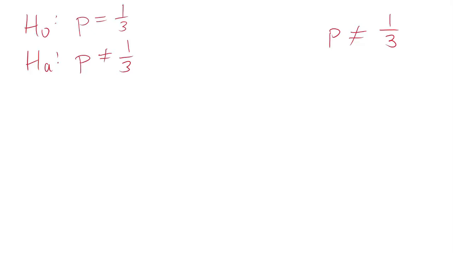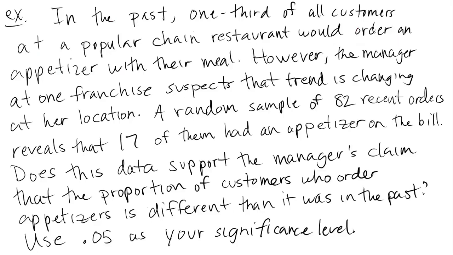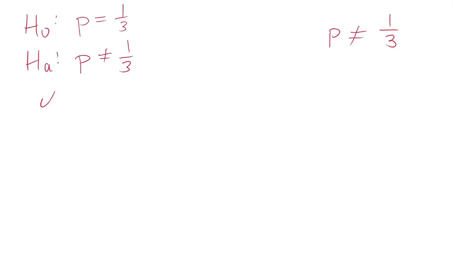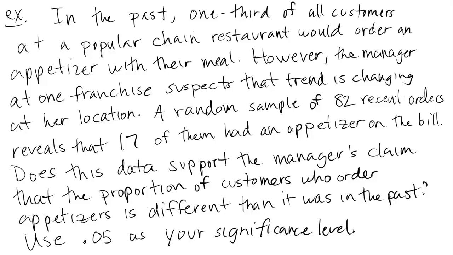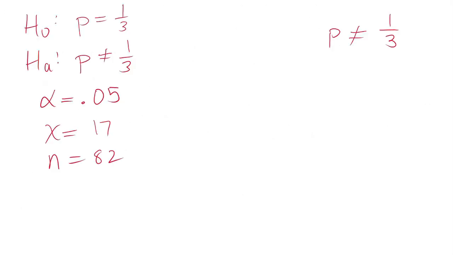Step 2 is to identify the level of significance. We're told to use 0.05 as our significance level. That's alpha. Step 3 is to collect the sample evidence, which is x, the number of observed successes, and n, the number of trials or sample size. There were 82 people in the sample, and 17 of them ordered appetizers.